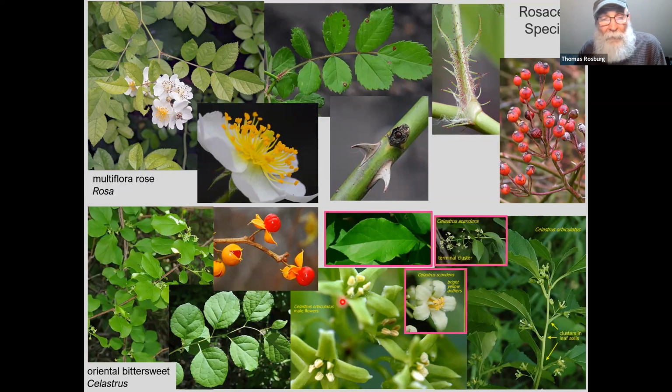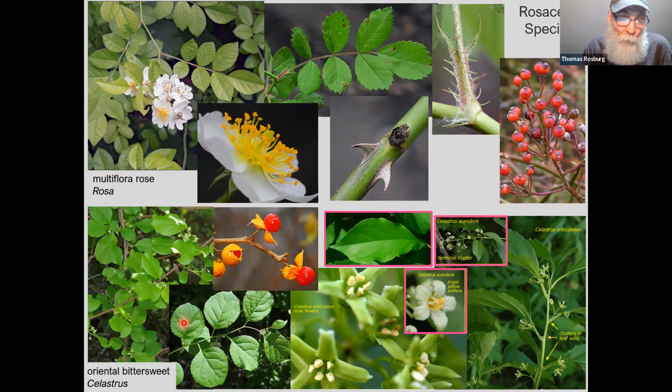And then down here we have another really bad one, Oriental Bittersweet. And of course, the problem here is trying to separate it from the native bittersweet. This is Celastrus orbiculatus, and the native one is Celastrus scandens. So I'm showing mostly, again, the Oriental one, and of course, one of the key things that's very helpful is the shape of the leaves.